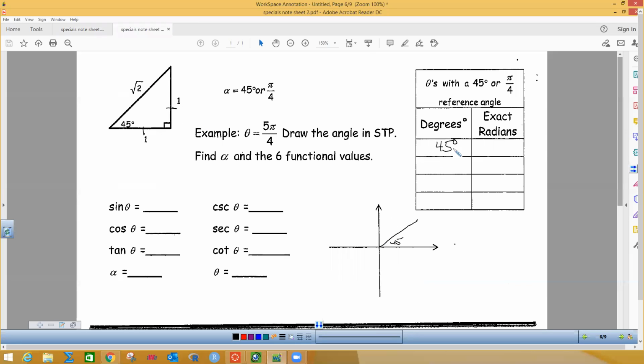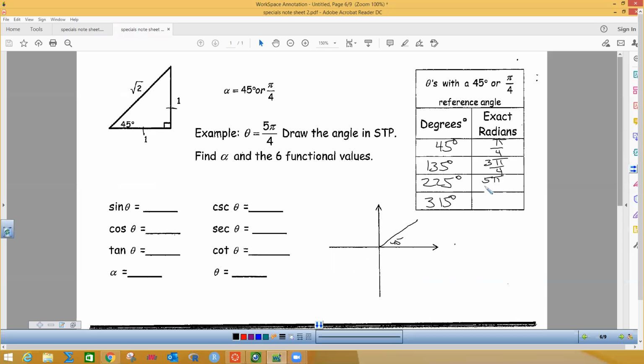But if I take 180 minus 45 in quadrant 2, that's 135. 180 plus 45 is 225. And then 360 minus 45 is the 315 here. And then you're supposed to be able to change these into radians like we did in 4-1. So this is what these become in radians.